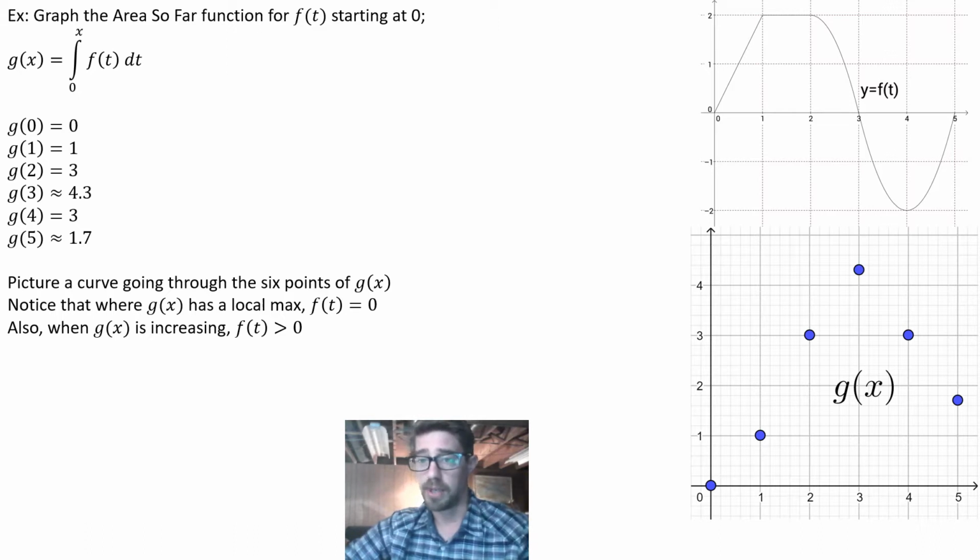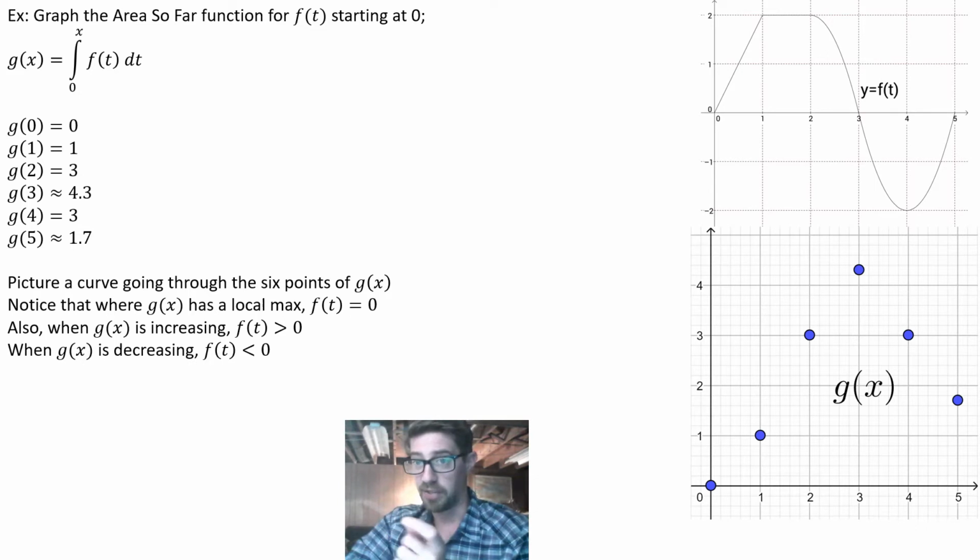From 0 to 3, g of x was increasing. From 0 to 3, f of t is positive. Again, there's a reason for that. Since f of t was positive, g was accumulating positive area, right? Wow, that's like a derivative, right? Only the other way. When g of x is decreasing from 3 to 5, that's when f of t was negative, right? Because it was losing area.